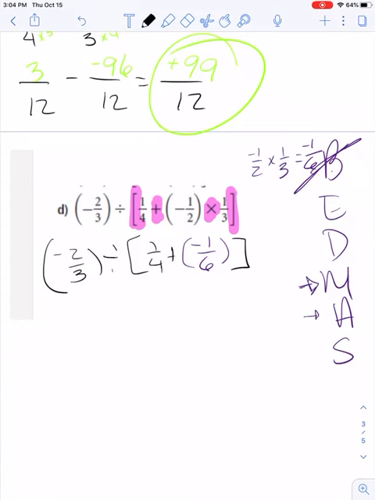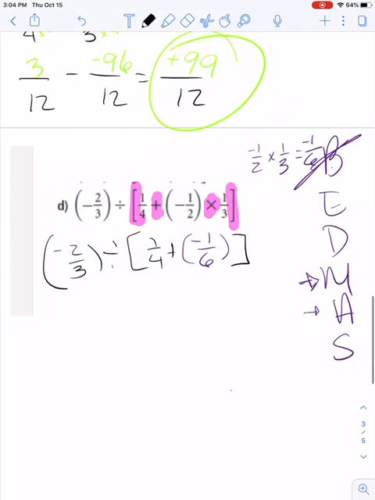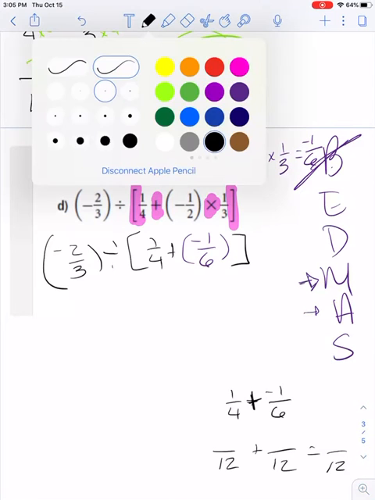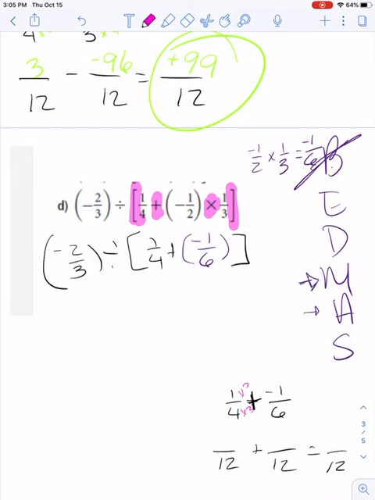In my bracket, I am not done. I still need to do my addition. 1 over 4 plus negative 1 over 6. When we're adding fractions, we need common denominators. Three plus negative 2 gives me 1 over 12. Rewrite the rest of the equation. Now we only have a division to do. To do a division, we need to keep, change, flip.